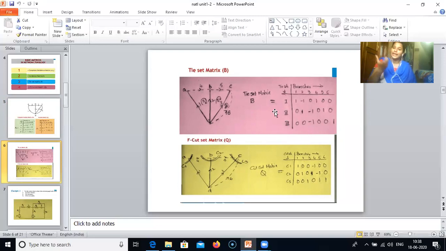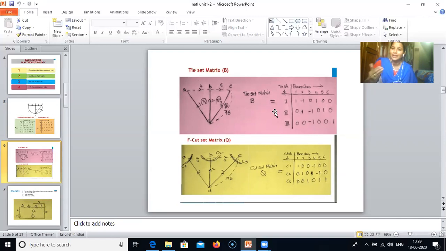So take any one particular tree for a network. For that particular tree, tie set means some branches will be removed. So if we place any one of the links, it becomes a closed loop. Then we have a loop, and for a loop we generally take KVL, while for a node we always take KCL. Loop means mesh analysis. We take the KVL.